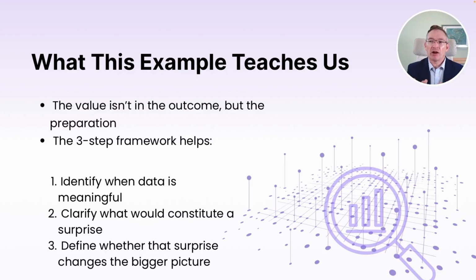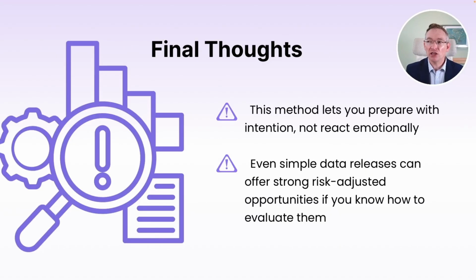The 3-step framework helped us to identify when data was going to be meaningful, you see. It told us which data to look out for. Then it helped us see what the surprise would be. And finally, it defined whether that surprise changed the bigger picture or not. And by using this method, it allows you to prepare with intention so that you're not reacting emotionally, and that means that even simple data releases can offer strong risk-adjusted opportunities if you know how to evaluate them.